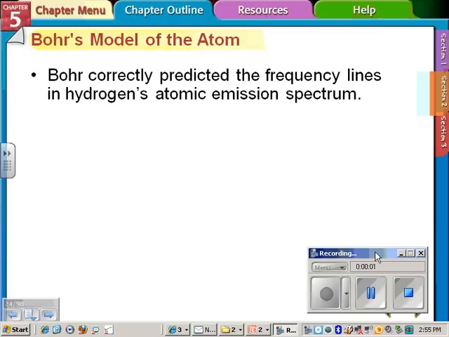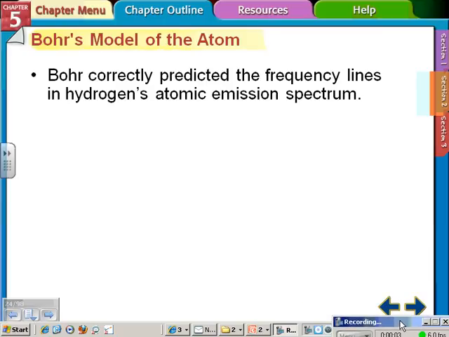Okay, guys, we are going to go through the chapter 5, section 5.2 notes now.